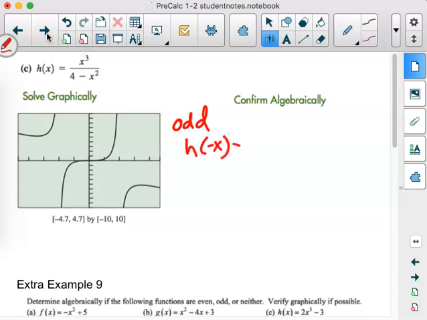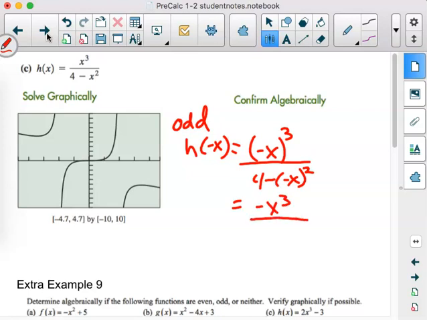h of negative x equals (negative x) cubed over 4 minus (negative x) squared. Okay? Negative x times negative x times negative x, negative x squared, x cubed. Negative x squared, well, that's going to be a positive x squared.